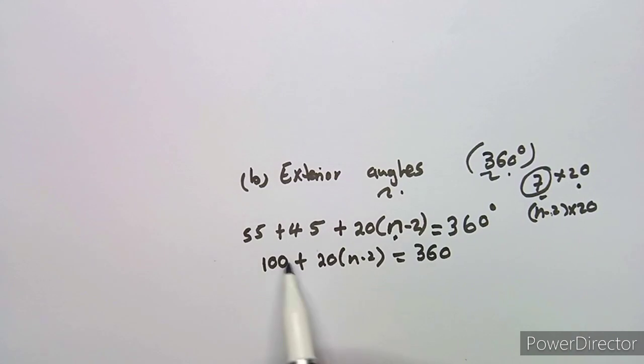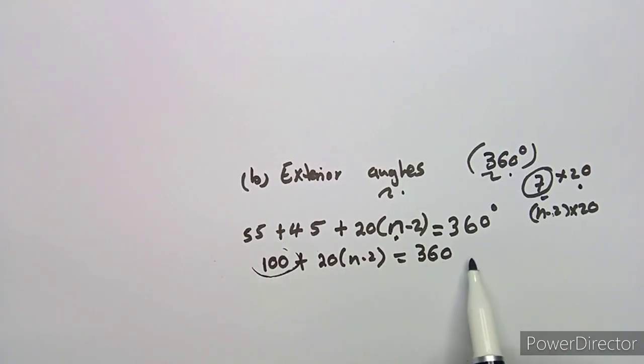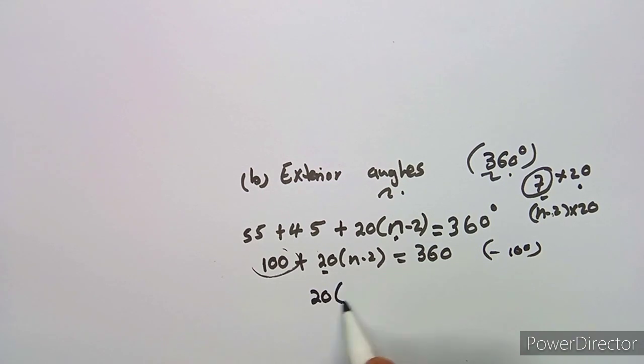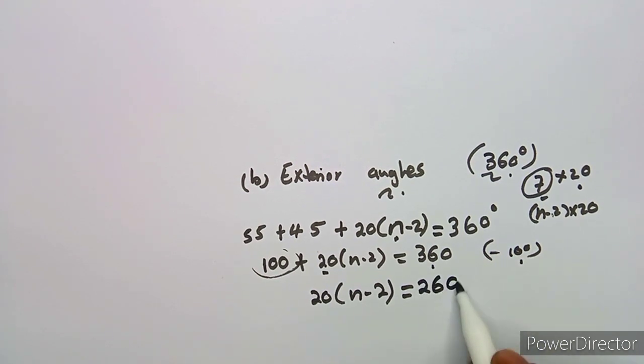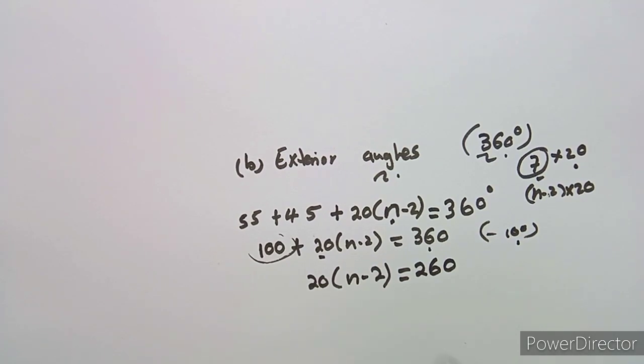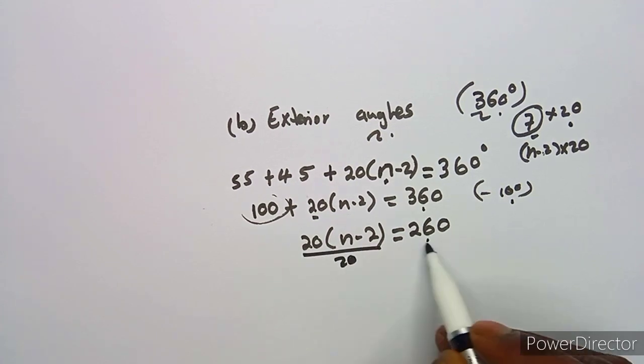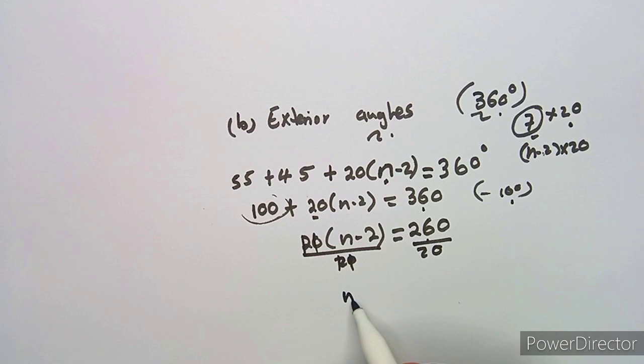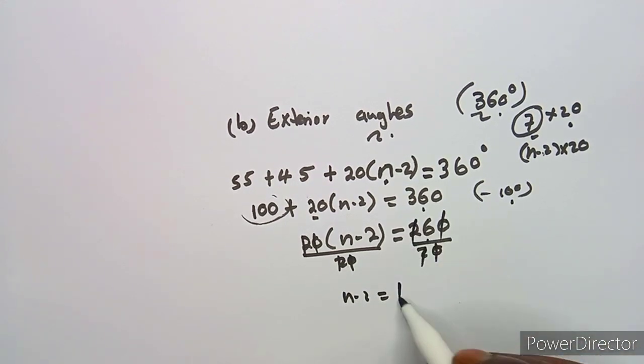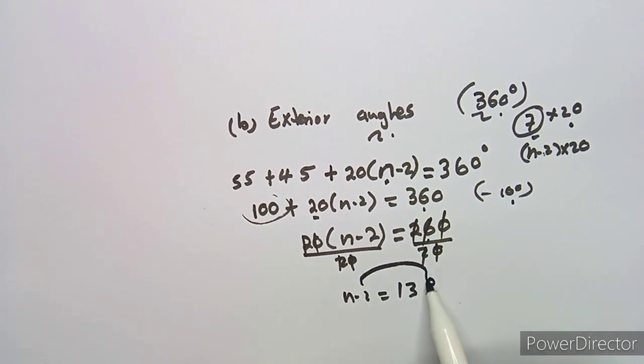Okay, so let's transpose, because this is not part of this bracket, so you can transpose this to the right side, which means it is going to be minus 100. So you're going to be left with 20 into n minus 2, which is going to give us 360 minus 100, which is 260. All right. I was supposed to expand this bracket and so forth, but what if I just divide, because 20 is a factor of this number, so I can just divide by this 20 to avoid all that calculation. So n minus 2 is equal to 13. So now we can transpose our negative 2 to the right side, which is going to give us a positive 2. So n is going to be 13 plus 2, which is 15.